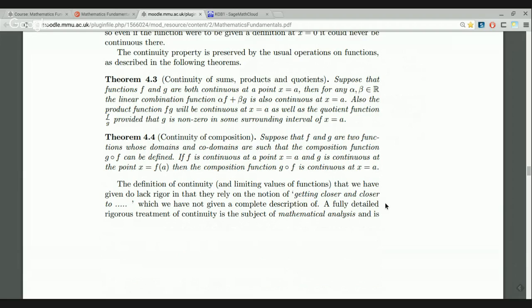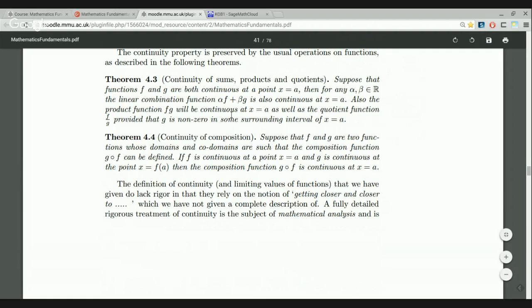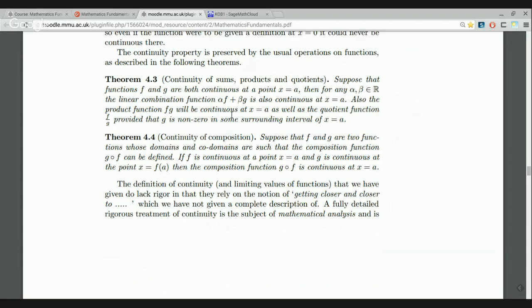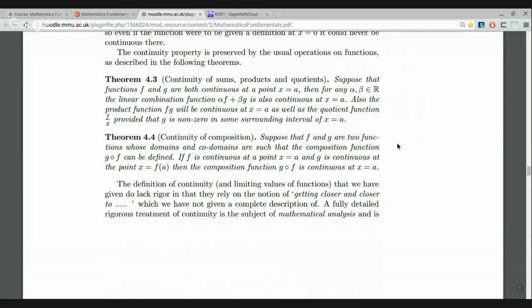If we've got two functions that are continuous at a certain point, if you add them together or take any linear combination of the two functions, that again is continuous at the point. Similarly, if you multiply together the functions, you consider the product function, f times g, here in theorem 4.3, that will be continuous at x equals a. Similarly for quotients. And for compositions, when we compose two continuous functions, the overall result is again continuous. So this nice continuous behavior of functions is preserved by composition.